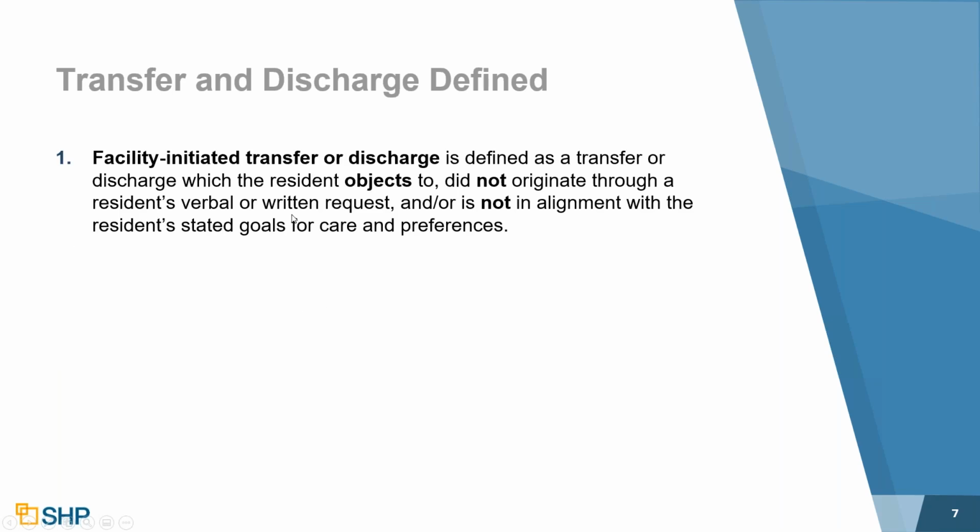I'm not going to spend a lot of time here. One of the things that you look at is what is a facility-initiated transfer or discharge. According to the regulations, it's defined as a transfer or discharge which the resident objects to, did not originate through a resident's verbal or written request, and is not in alignment with the resident's stated goals for care and preferences.